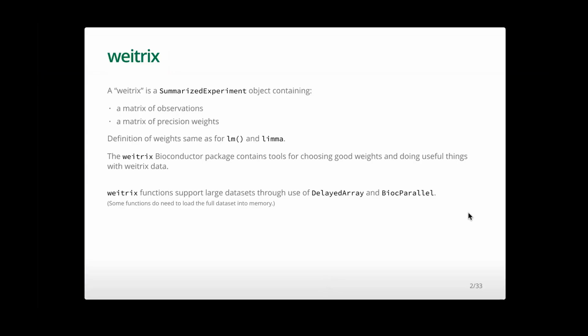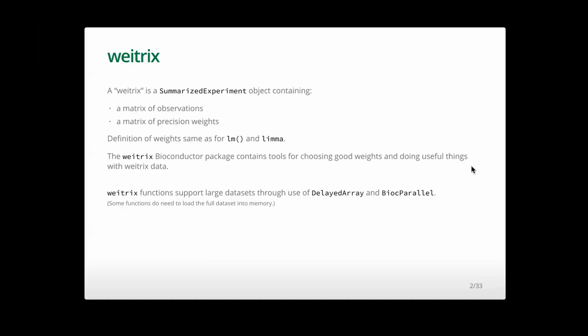And it's all about a particular form of data, where you have some matrix of observations, and that matrix has an accompanying matrix of precision weights. So this might be familiar from using voom in limma. It's very much the same concept, seeking to generalize it. And this definition of weights is compatible with limma. It's also compatible with the lm function in R.